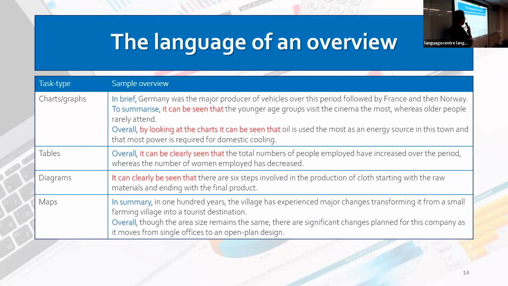Then what about the words in red? It can be clearly seen that. Here I would like to ask you a question. If we delete the words in red, actually the whole sentence still makes sense, right? We can simply say, let me take this as an example. Overall, the total numbers of people employed have increased over the period. Then the whole sentence still makes sense, right? It's still grammatical. Then why do we have to keep the words in red?